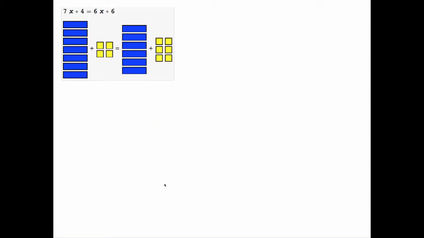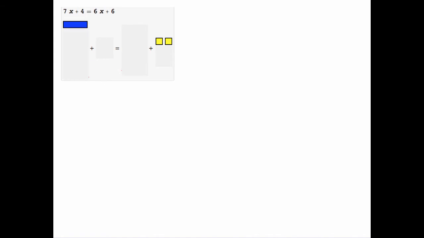Let's try one more problem. In this problem, we're going to take away from this side all 4 ones, and we'll take away 4 ones from here. Now, we can look on the other side here and see that there's 7 x's and 6. So we can take away all of these, and we can take away 6 of these. And that leaves 1 x over here and 2 ones over here. So that's the solution.